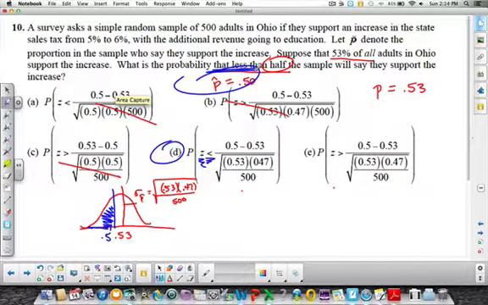Okay, so that's it for the multiple choice part, and we'll do the free response part in just a little bit.